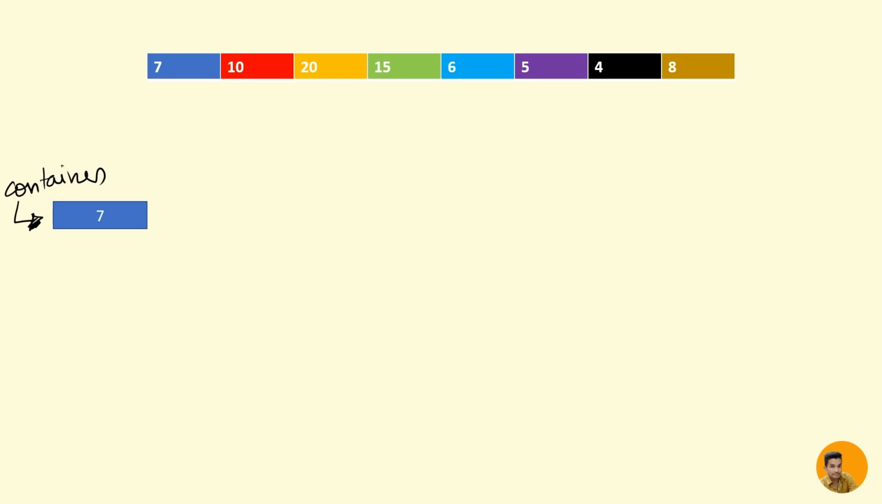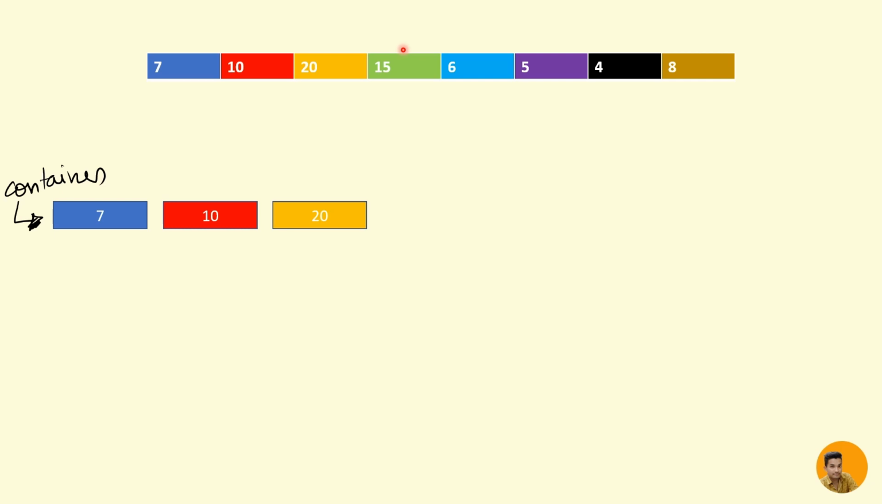Then we see the next cube, which is 10. So can I put this onto 7? No, because we want the lower cube to be of bigger size. Therefore, I will create a new tower and put this in our container, and I will say this is a new tower 10. Now we see 20. Can I put this on 7? No. Can I put this onto 10? No. So I will create a new tower 20.